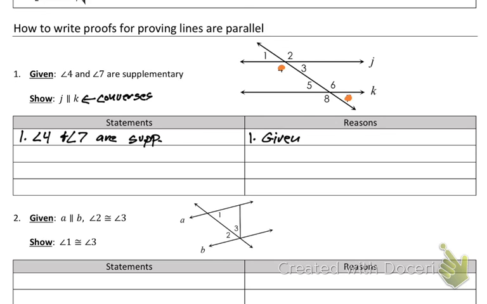So remember, this is not the only way to do this. So I'm going to say angle 7. Actually, I'm going to put it in a different order. I'm going to put angle 8 and angle 7 are supplementary. Now remember, linear pairs.